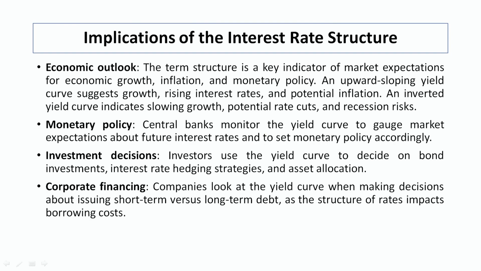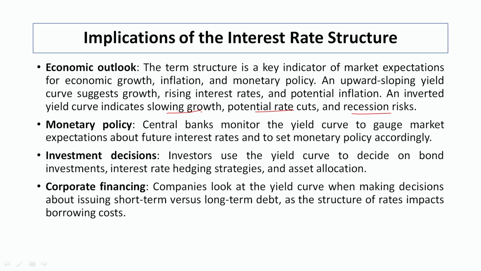Now coming to the implication of interest rate structure, first is economic outlook. The term structure is a key indicator of market expectation for economic growth, inflation and monetary policy. The upward sloping yield curve suggests growth, rising interest rate and potential inflation, and inverted yield curve shows slow growth, potential interest rate cuts and recession risk. So, on the basis of interest rate, we can check what is the economic condition of the particular country where the bond has been issued.